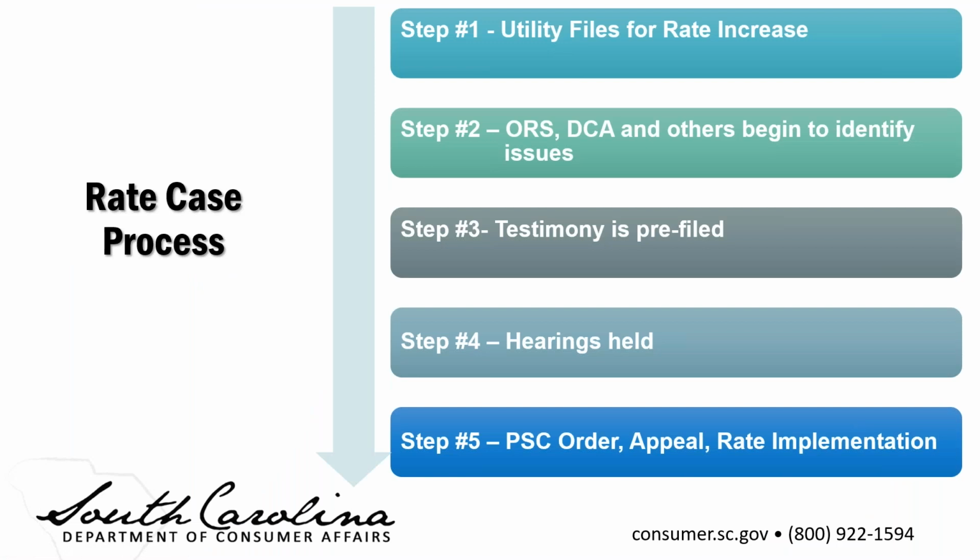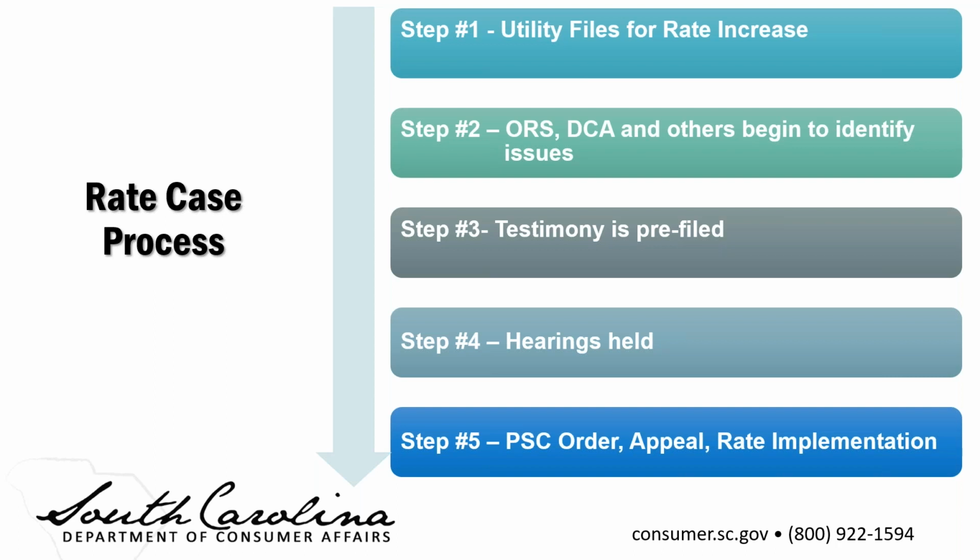So a little bit about the rate case process here. Familiarize yourself with it. So step one, obviously the utility will file for their rate increase. They do have to give 30-day notice of intent. So essentially they're telling the Public Service Commission that no earlier than 30 days from the date of filing, they plan to file an application.